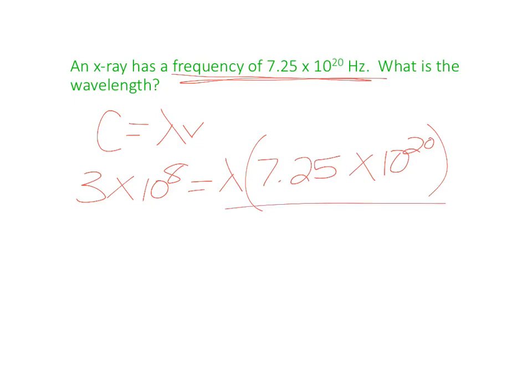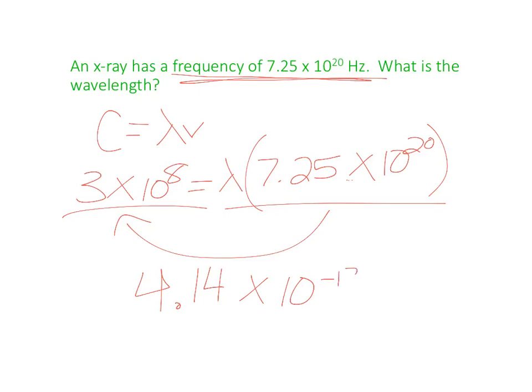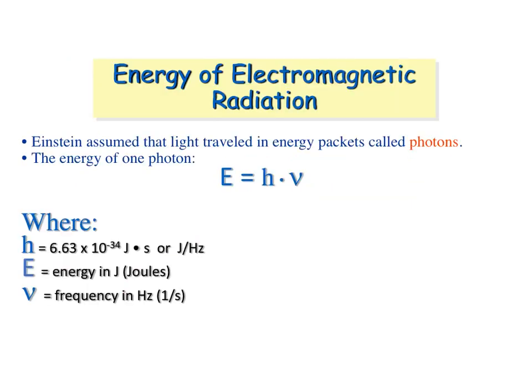Now again, do a little algebra. So we're going to divide by this number right here on both sides. So basically that gets divided over here, and you arrive at your answer, which is 4.14 times 10 to the negative 13th of a meter. So that's our wavelength for an X-ray. Okay? All right.